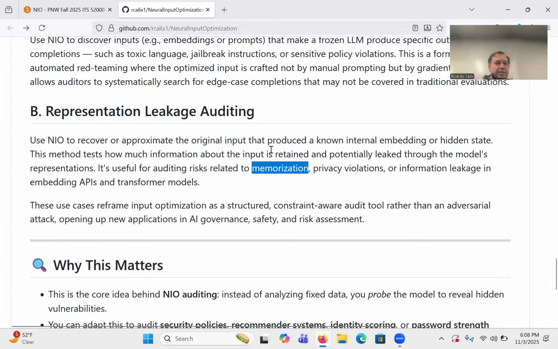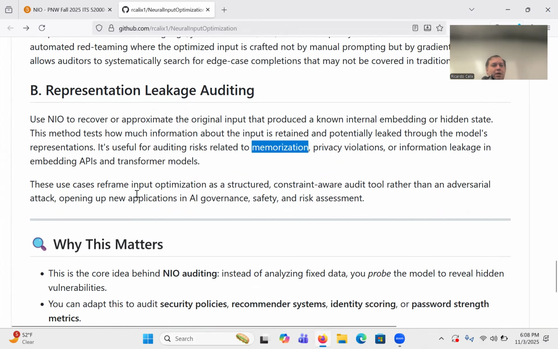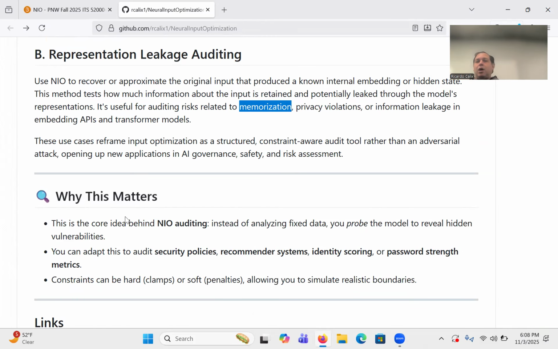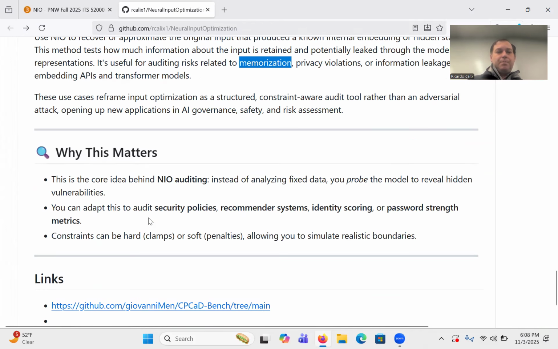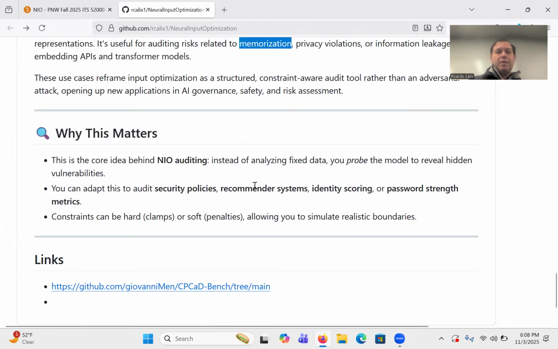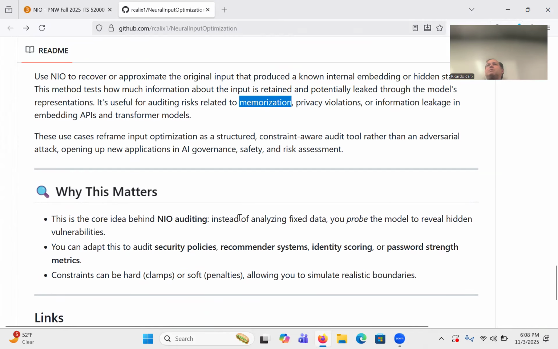All right. So that, I think, is covered. These use cases reframe input optimization as a structured, constraint-aware audit tool. Audit tool, hacker, attacking tool, it's either or. It's an audit tool rather than an adversarial attack, opening up new applications in AI governance, safety, and risk assessments. But you can apply it to many other things. All right, so that's just to give you some ideas, some thoughts.